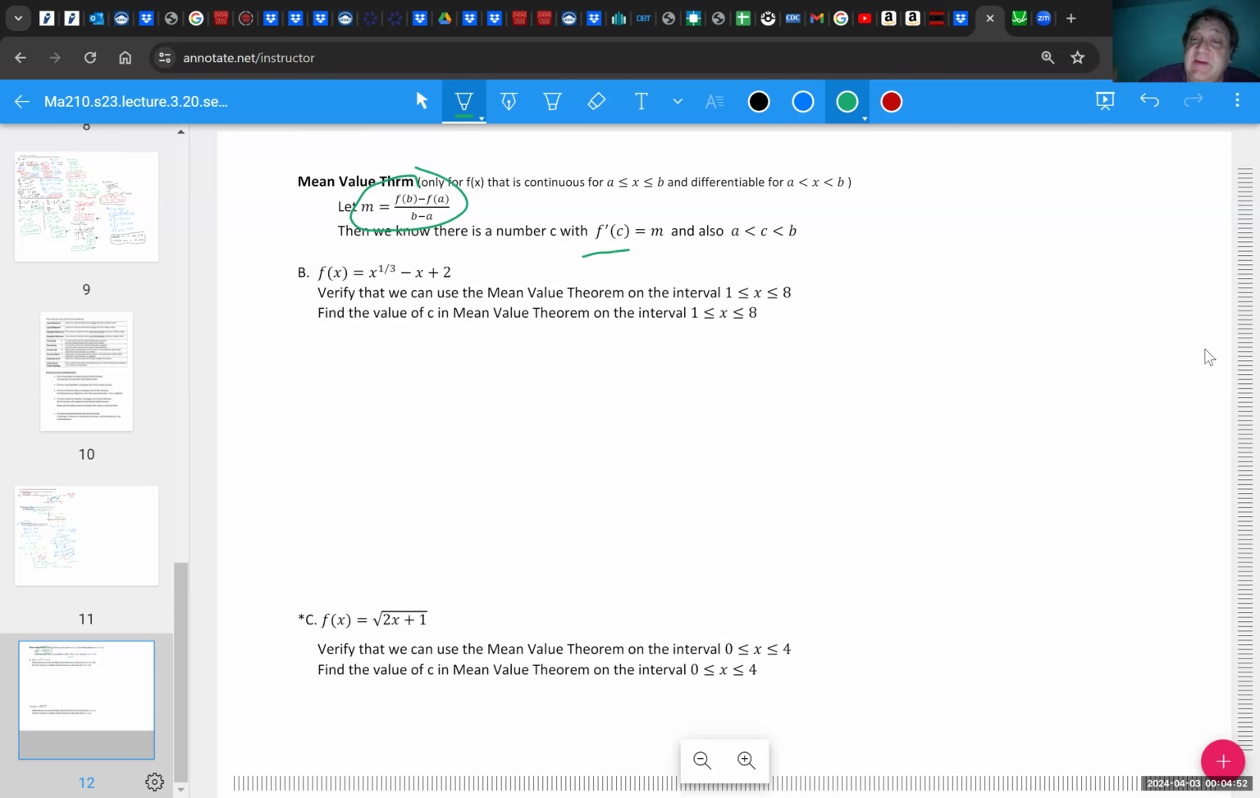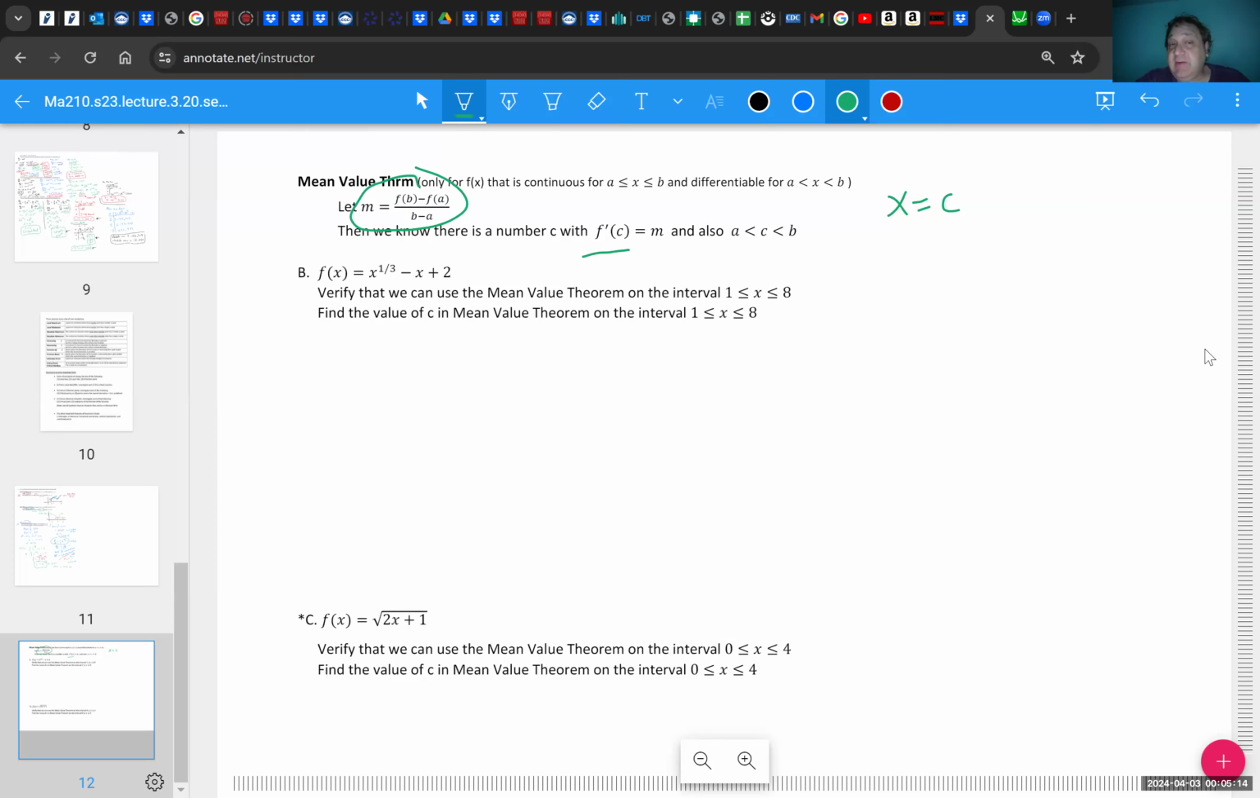Remember, when they're doing c's here, c is an x value, right? So it's x equals c. Some people get confused with that. They're just calling it c because they're trying to be more complicated, right? It's just some x value between a and b. All right, so we have our function again that we had before. We're going to verify the mean value theorem.